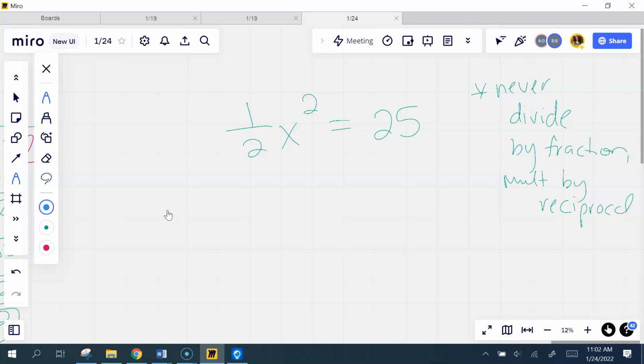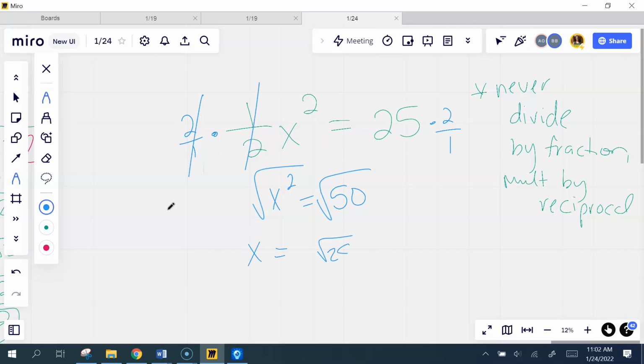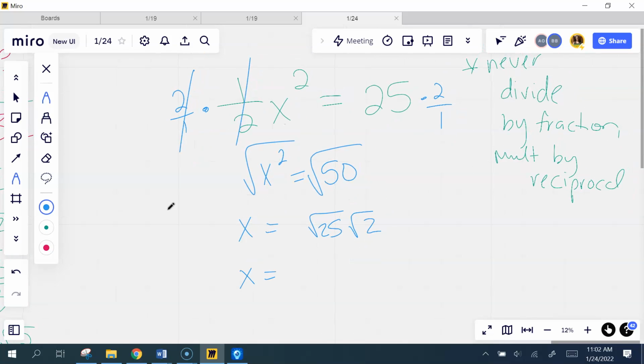So here, instead of dividing by a half, which you can do, but it gets hard, especially if you don't have a calculator, I'm going to multiply by 2 over 1 on both sides. And this cancels, and I'm left with x squared equals 50. And now you can do the square root. Good job. It's 25 and 2, which is 5 root 2, plus or minus in the front. Everybody okay?